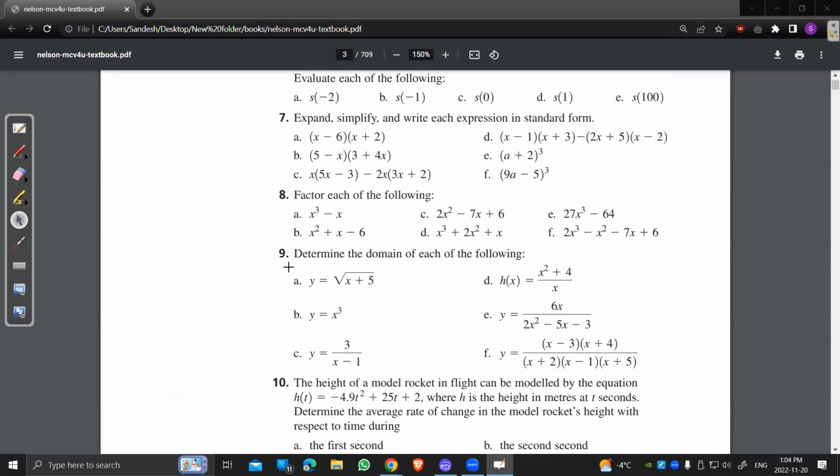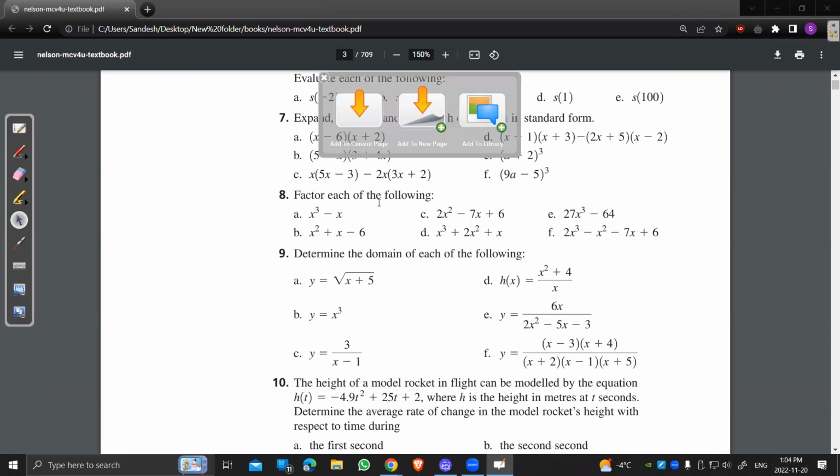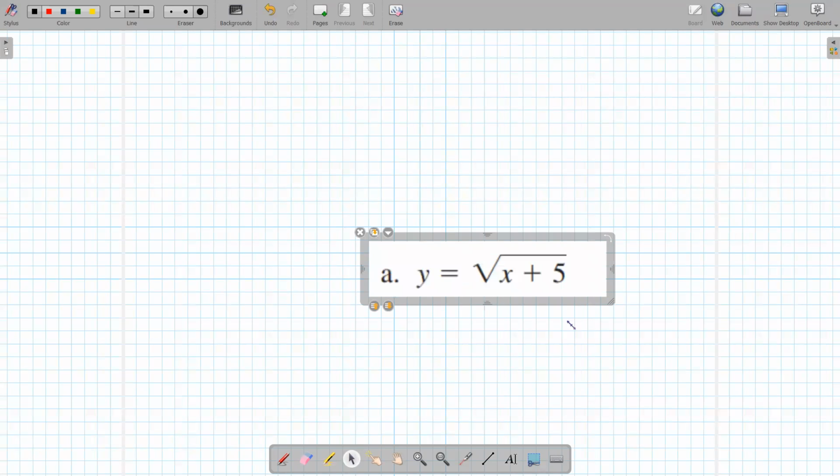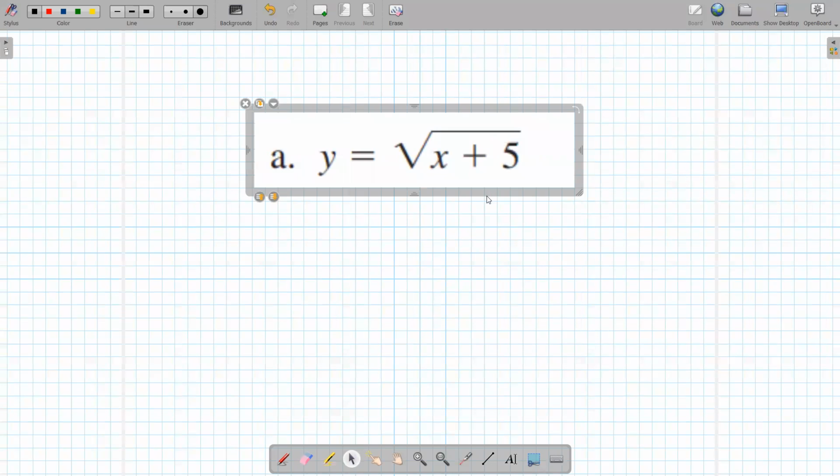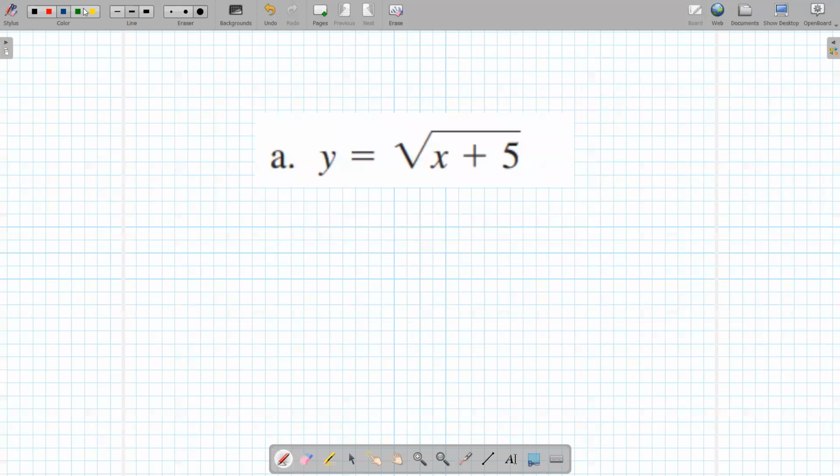It says find the domain. Do you know what domain means? What's domain? Domain means the possible x values the function can take, right? And we're assuming this is the real number system, unless specified. We won't do complex numbers, I don't think. So everything we do is going to be real numbers.